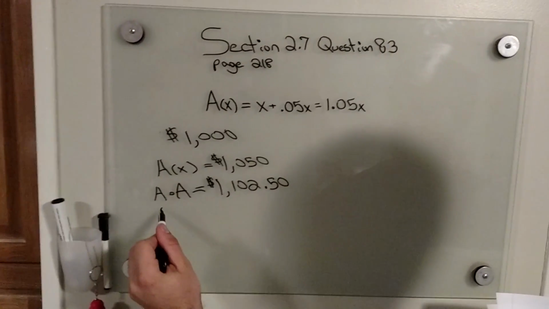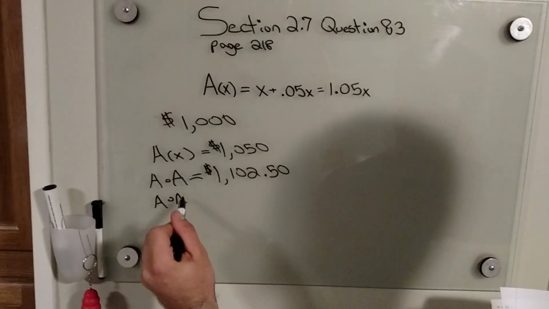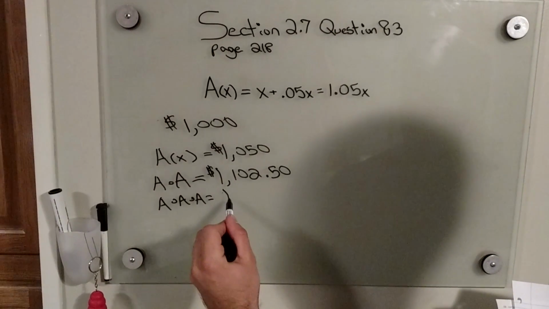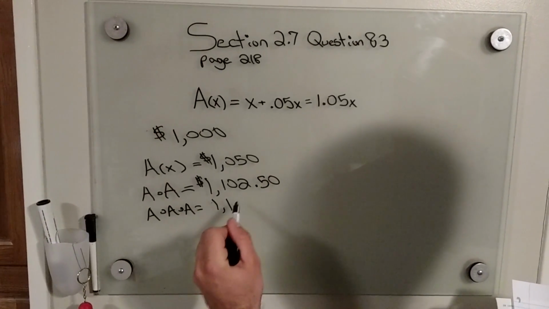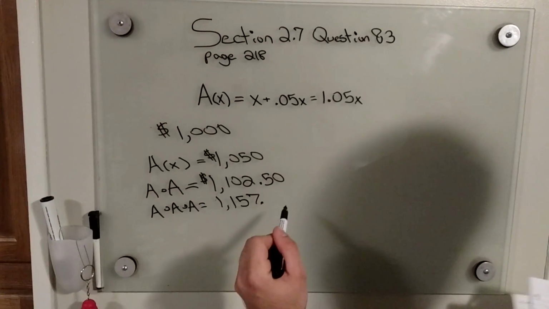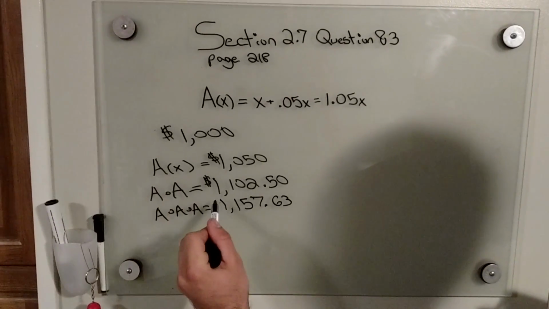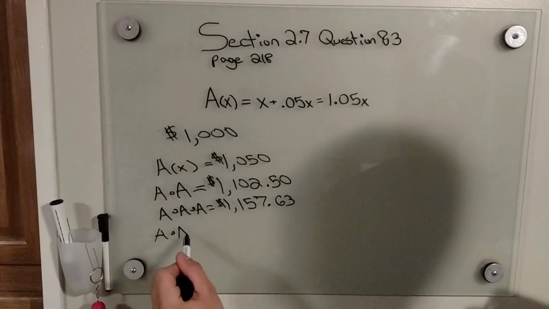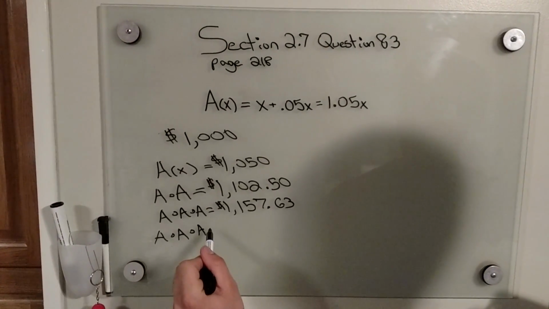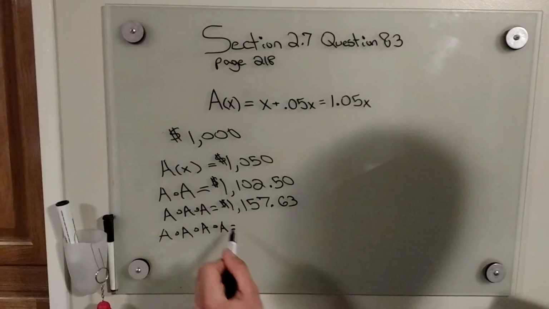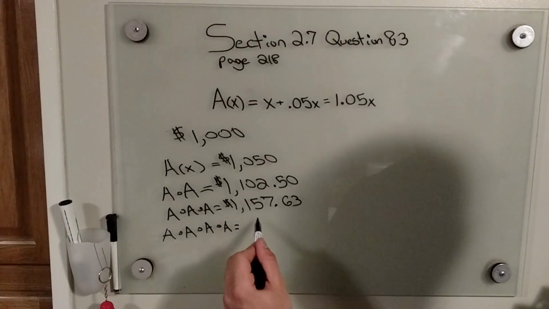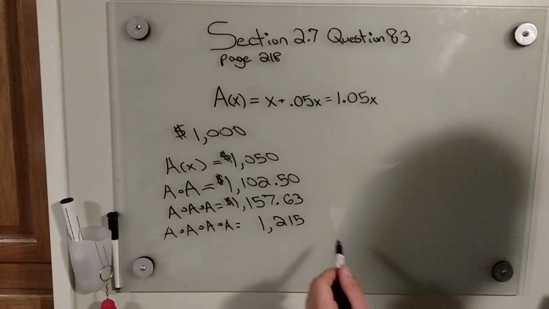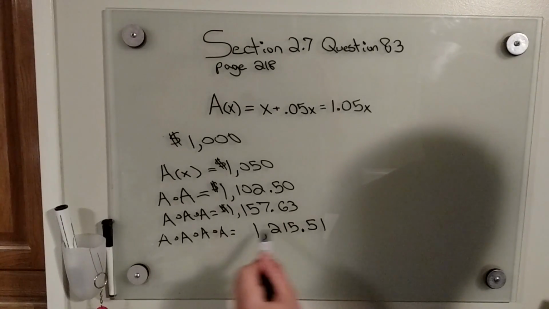A composed of A composed of A, which is 3 years of compounded interest, would give us $1,157.63. And finally, for the fourth year of compounded interest, A composed of A composed of A composed of A equals $1,215.51.